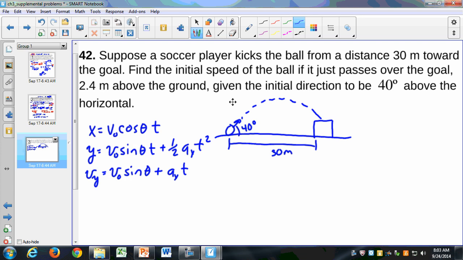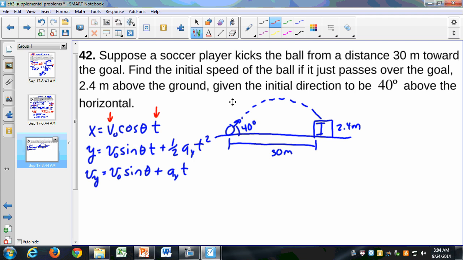Oh, there's something else I haven't drawn on this. What is that? The height of the goal. Right, so let me write that here. That'll be pretty important. So I know this distance is 2.4 meters. Okay, so I have two unknowns in this first one. I don't know V naught, and I don't know t.